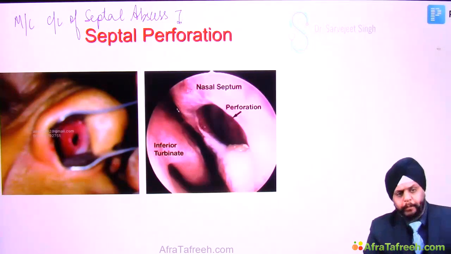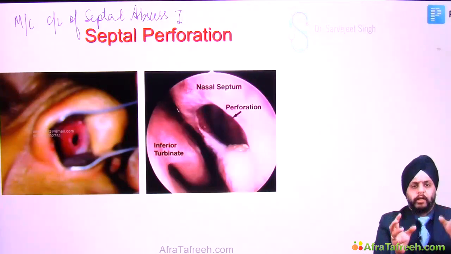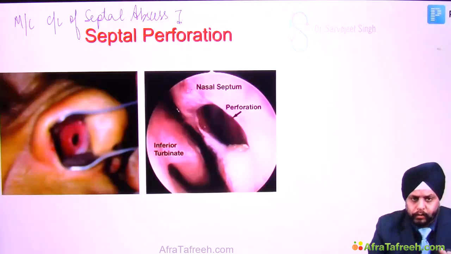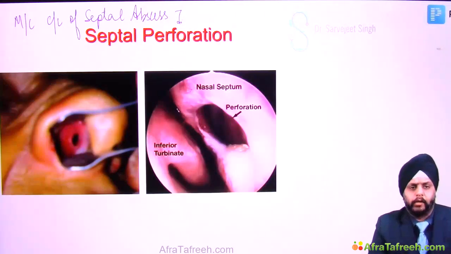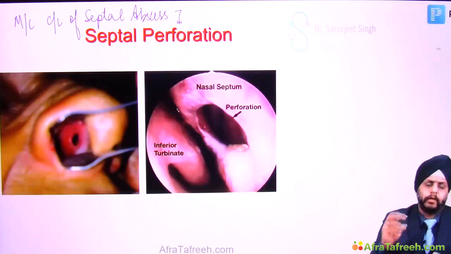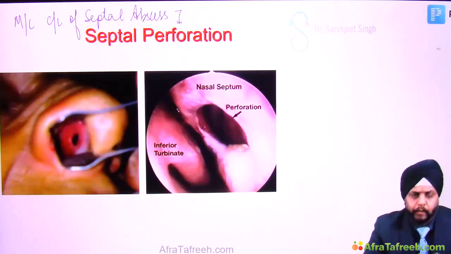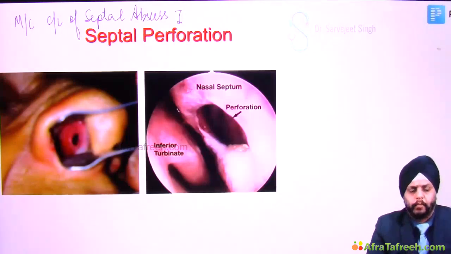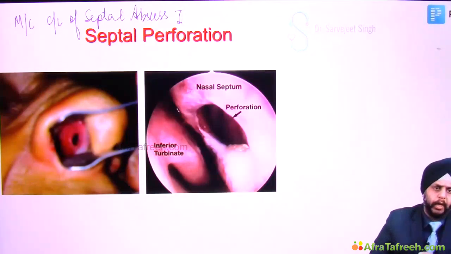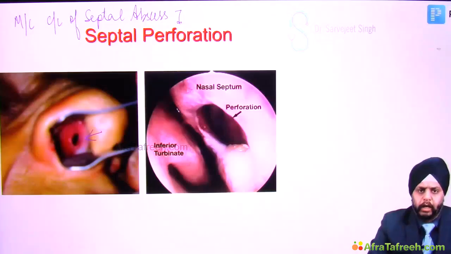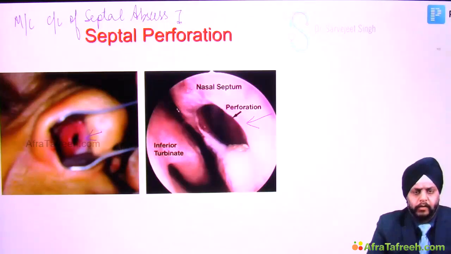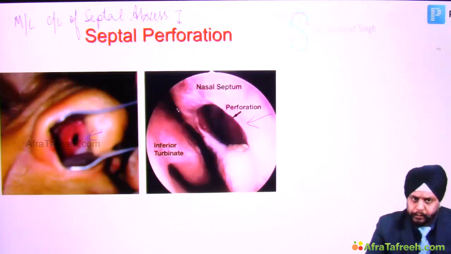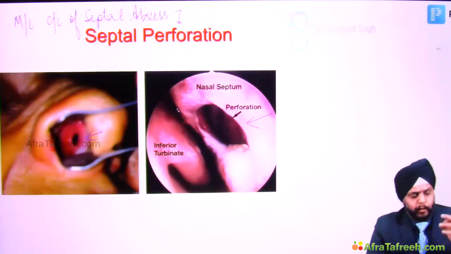So what happens in septal abscess? Because of the infection, the cartilage undergoes necrosis. Because the cartilage undergoes necrosis, there is a hole created in the septum, that's known as septal perforation. As you can see in these figures, there is a hole here, and this is a very big perforation which we can see in the second photograph. So that is a nasal septum perforation.